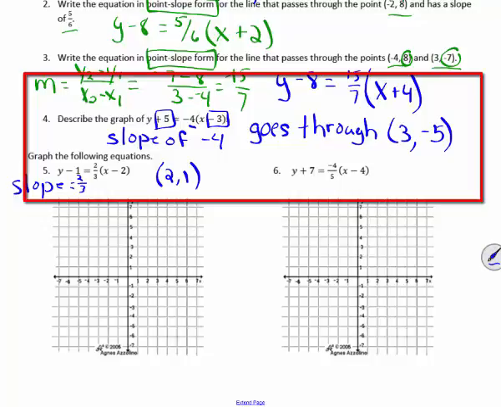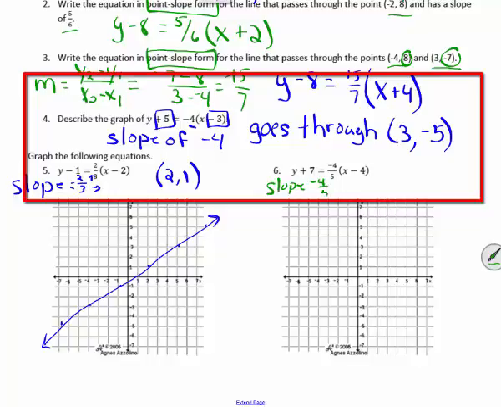So I'm going to start at the point 2, 1, over 2, up 1. My slope tells me that I'm going up 2 and to the right 3. So I'm going to get a bunch of other points. Up 2, to the right 3, up 2, to the right 3. I could reverse that. I can go down 2 to the left 3. Notice they're still lining up in a nice straight line. If you don't get them in a nice straight line, that means you went the wrong way, because these are linear equations.